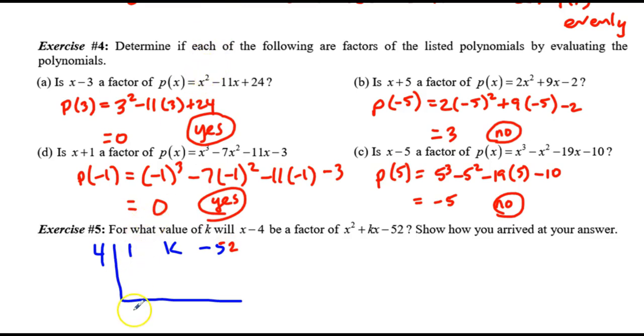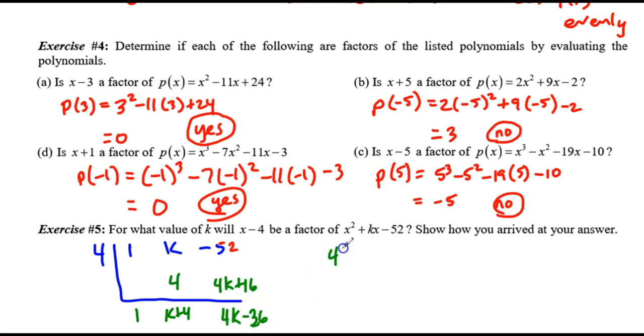Okay, so we'll bring down a 1, multiply 4 times 1, add k and 4, I get a k plus 4. Now I'm going to multiply. I get 4k plus 16. I'm going to add those, and I get 4k minus 36. Okay, now think about it. What did I need for this to be in order to have it be a factor? Right? I needed this to divide in evenly. I needed this to be a 0.